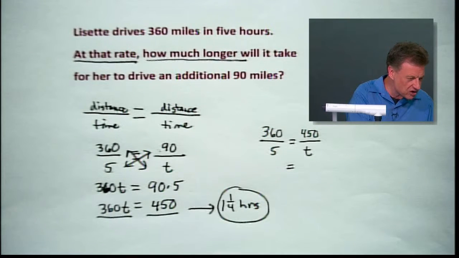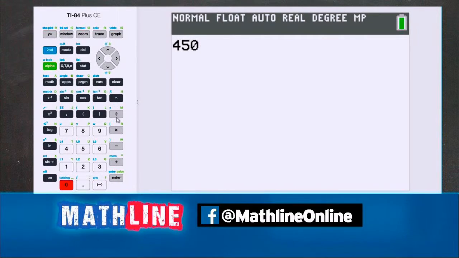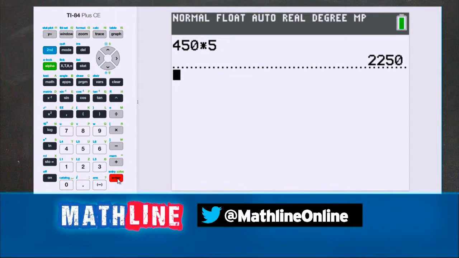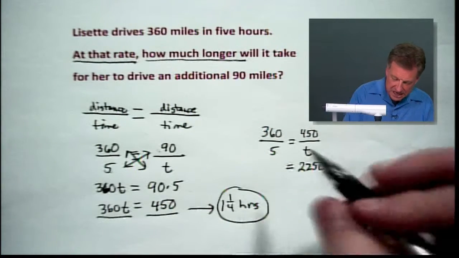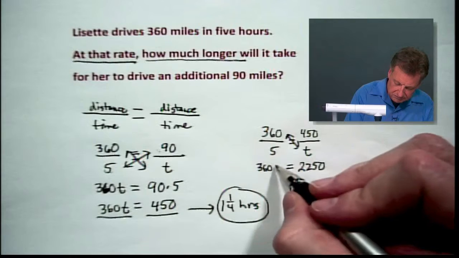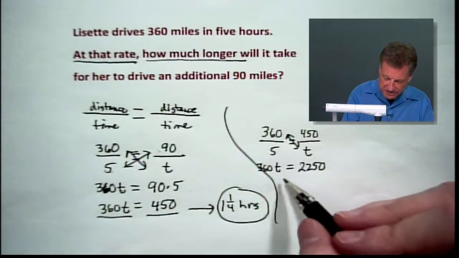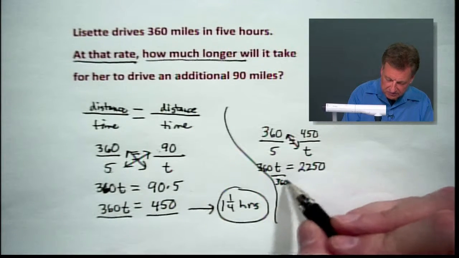Ooh, this one looks a little bit crazier. How about it? 450 times 5. And we get 2,250. And we got this 360t coming at us again. And now we're going to draw a little line here. Let's divide by 360, both sides.